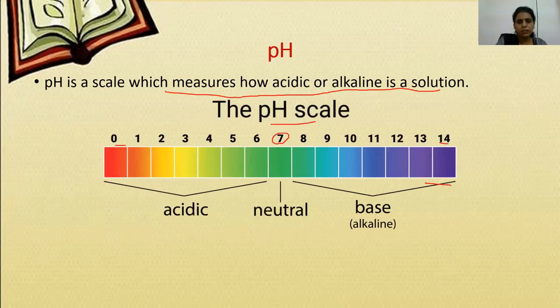pH 7 represents neutral. The pH of normal water which we drink at home, or distilled water, is 7. Above 7, all solutions are called base or alkaline. Below 7, all solutions are acidic in nature. So 7 is neutral, below 7 is acidic, and above 7 is alkaline, that is pH 8 to 14, and here pH 1 to 6 or 0 to 6.